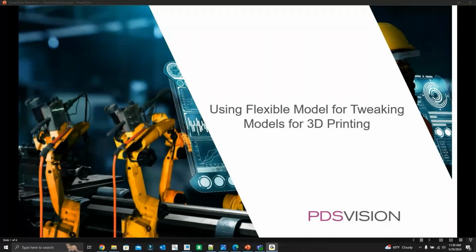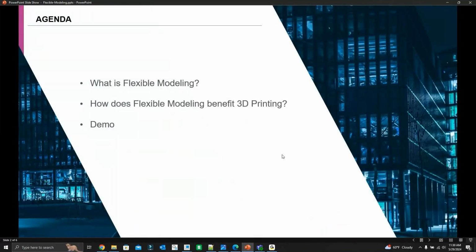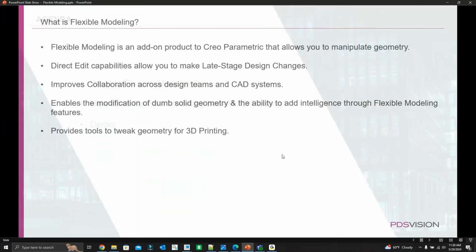We are going to look at using flexible modeling for tweaking models for 3D printing. So we're going to talk about what is flexible modeling? How does flexible modeling benefit 3D printing? And then I'll show you a demo. So flexible modeling is an add-on product to Creo Parametric that allows you to manipulate geometry.